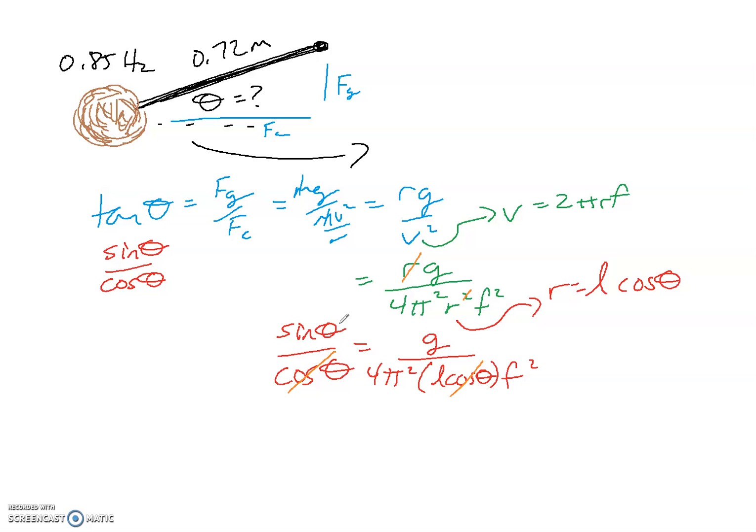So I'm going to rewrite this because it's looking kind of ugly. Sine theta is equal to g divided by 4 pi squared, still have the L, and then f squared. Well, I know all of this stuff. I can plug in all my values, and inverse sine it to get my value for theta. Put all the values in, inverse sine, and get an angle of about, give or take, 29 degrees.